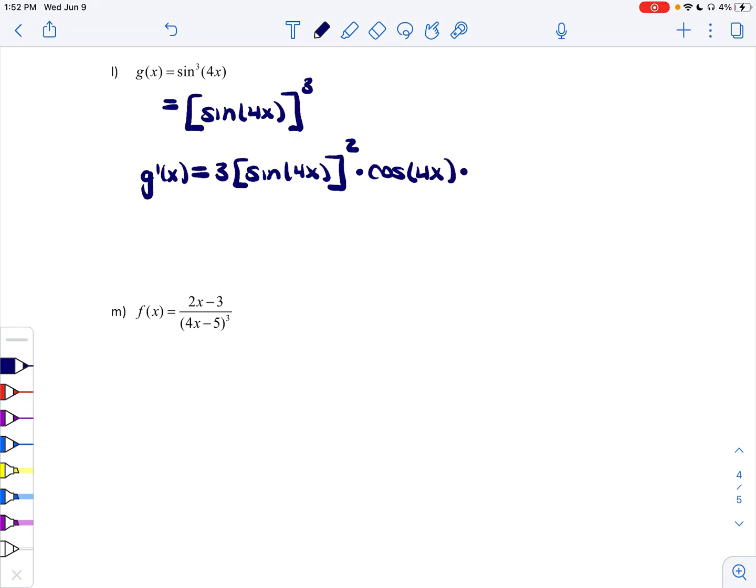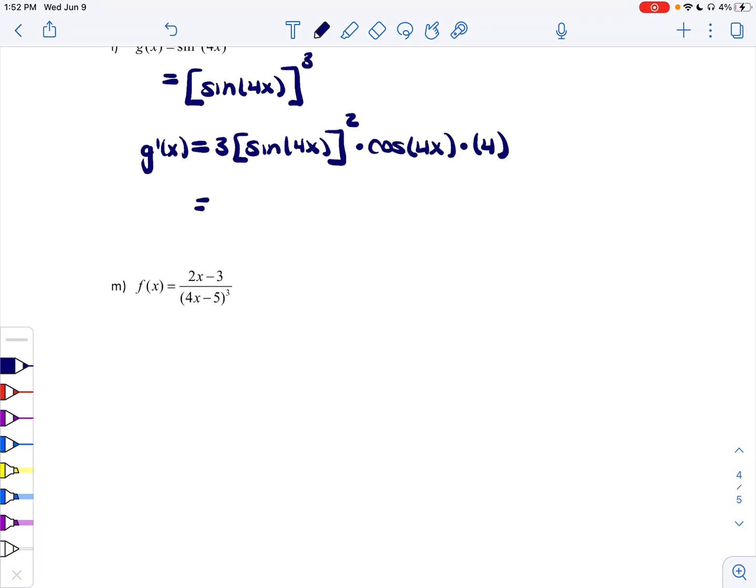Then keep going, keep working your way in. Derivative of 4x is 4. Okay. All right, and then just clean this up a little bit. So we can multiply the 3 by the 4. It would be a 12. And then we have sine squared of 4x times cosine of 4x. And that would be our final answer.